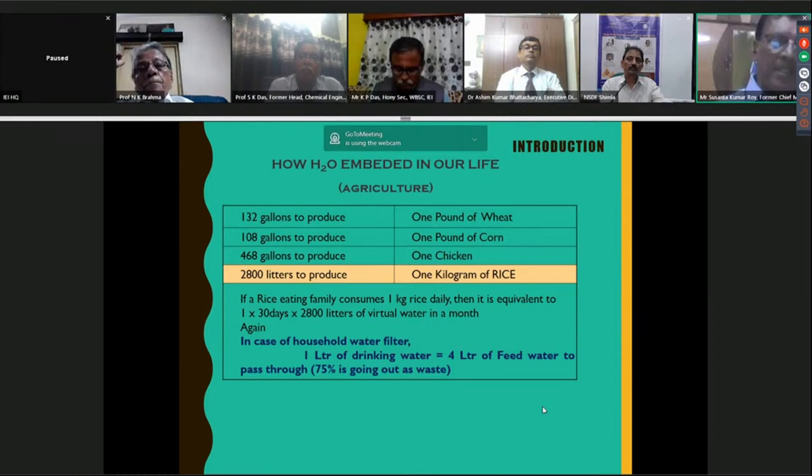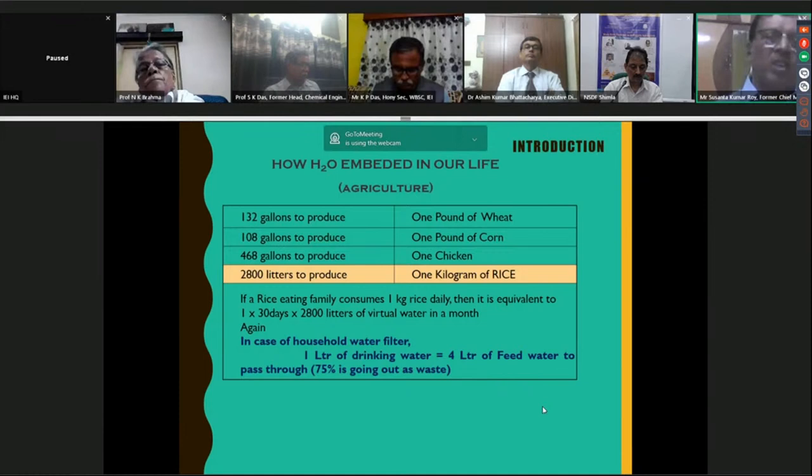And for household water filters, technologically we have developed a lot of water purifiers, RO type, UV type. But in those water filters, we have seen that to get 1 liter of drinking water, we are wasting basically 4 liters of feed water. That means 75% of water is waste. So I always say we have to balance not only on the recycle, but also on water waste. While developing these technologies, we should keep in mind the sustainability of water. We should preserve water for our future, present and future.